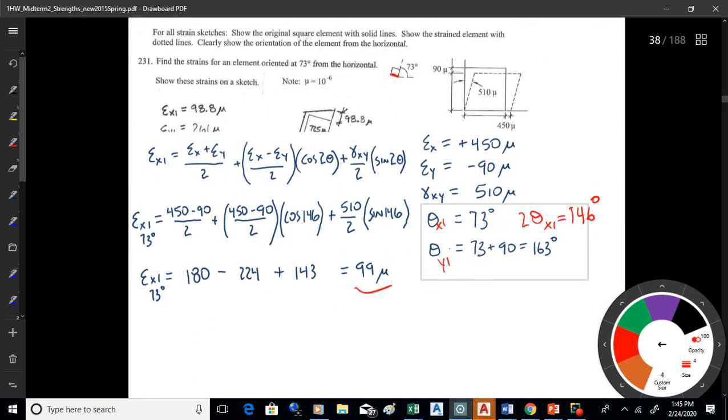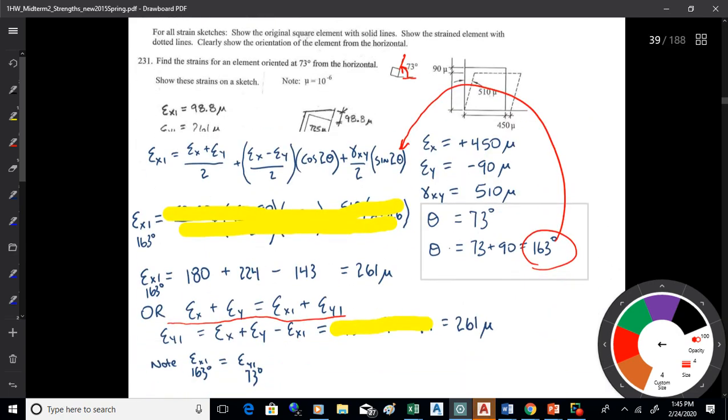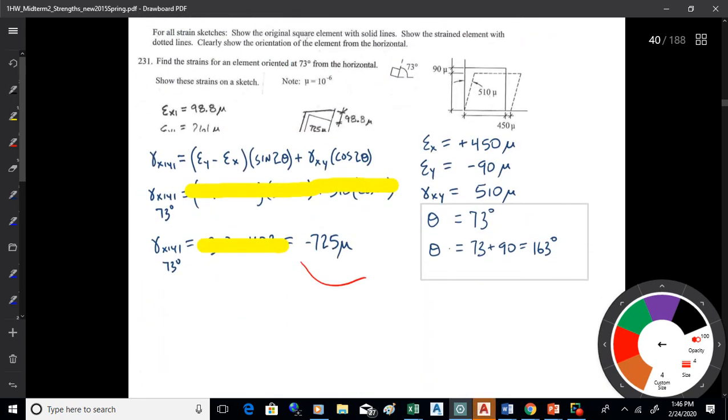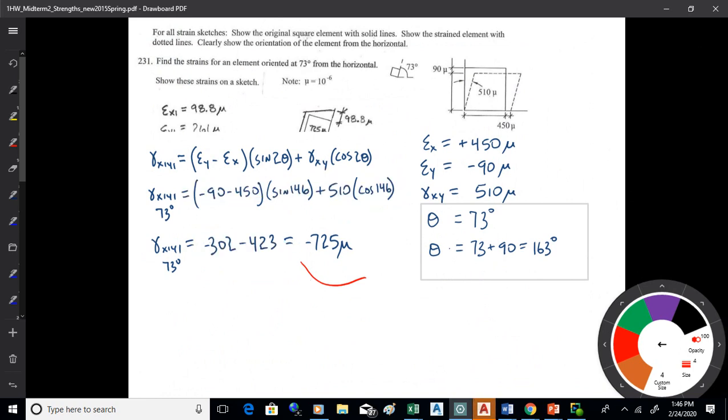Then it's just a matter of running these kind of boring equations. So you just run the biaxial strain equation for 73 degrees, you get 99. Then you run it a second time for 163 degrees, but you can also use that shortcut equation if you want, which is probably on a test the better way to go, and get 261. And then run the shear equation for 73, and I got negative 725. So based on that, I can come up with what's going to happen to that element.